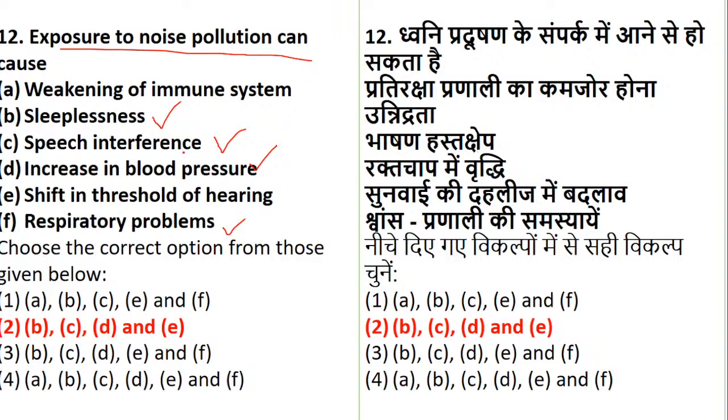Sorry, here it is a shift in threshold of hearing. I just marked it as F. Now, eliminating respiratory problems can give you the right answer. Even the immune system may not be affected to a great level. So option B is the answer: sleeplessness, speech interference, increase in blood pressure, and shift in threshold of hearing. Fine.